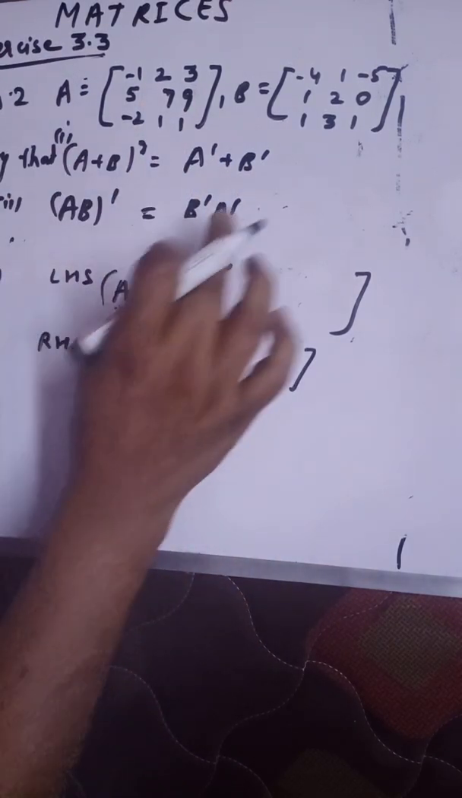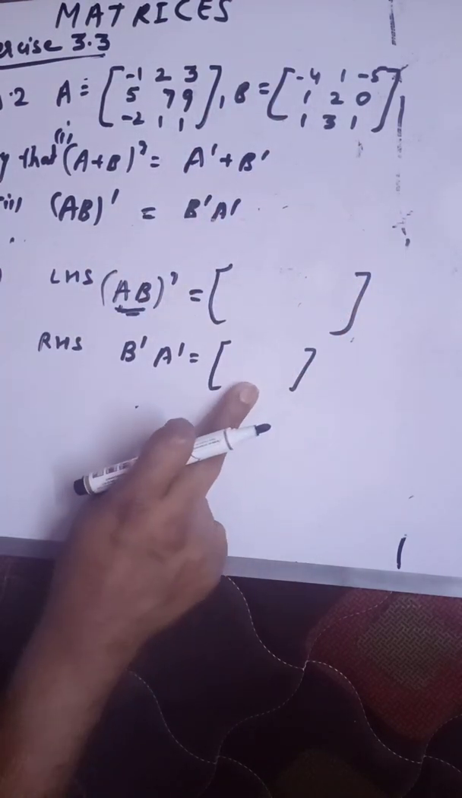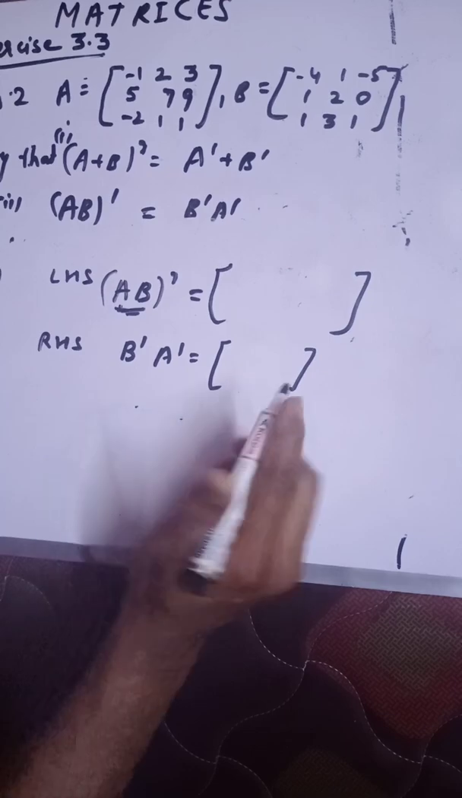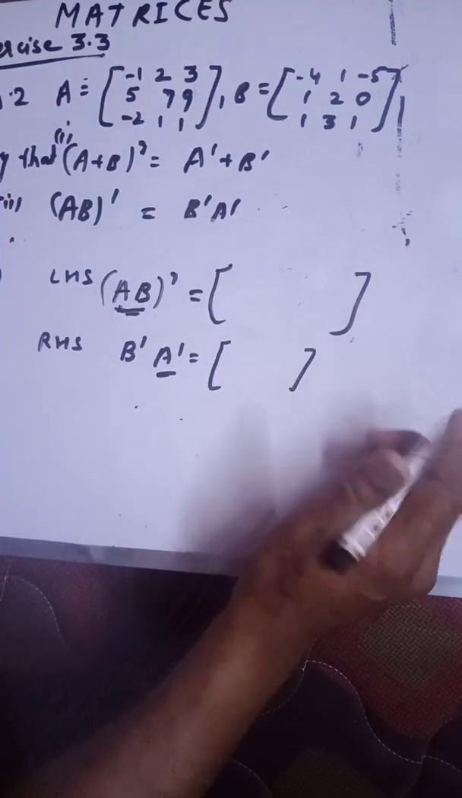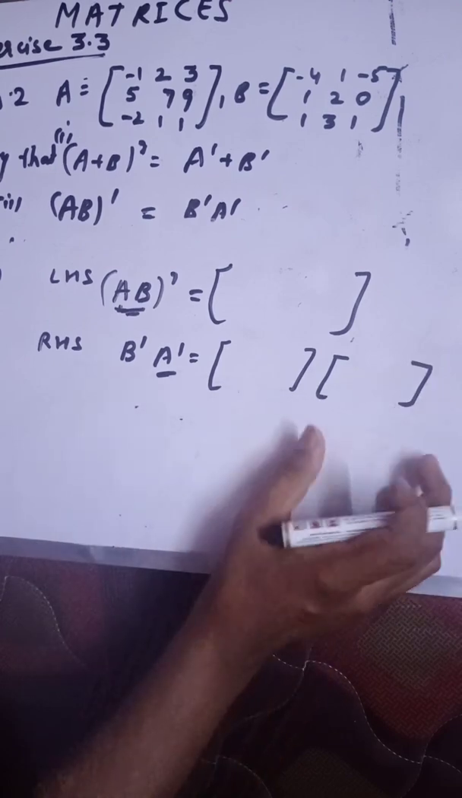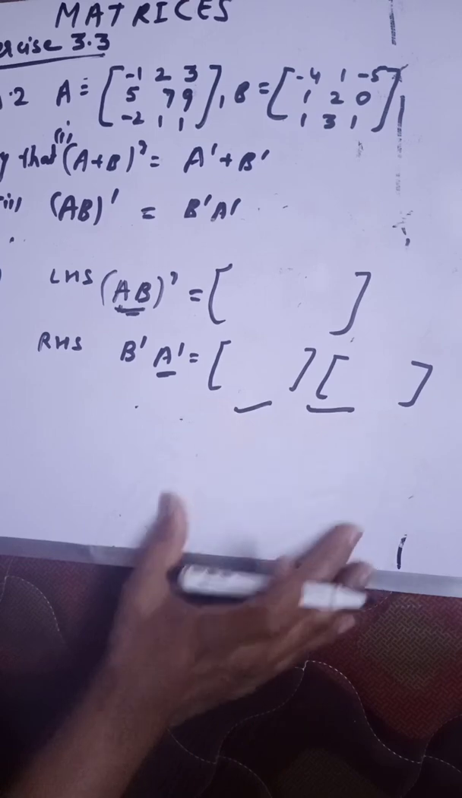B matrix is given to you in this question. So first of all you have to find out transpose of this matrix and you have to write here. Fine. Then you have to find out transpose A matrix. Transpose of A matrix would be like this. Here you have to write. And then you can multiply these two matrices and you will get the answer.